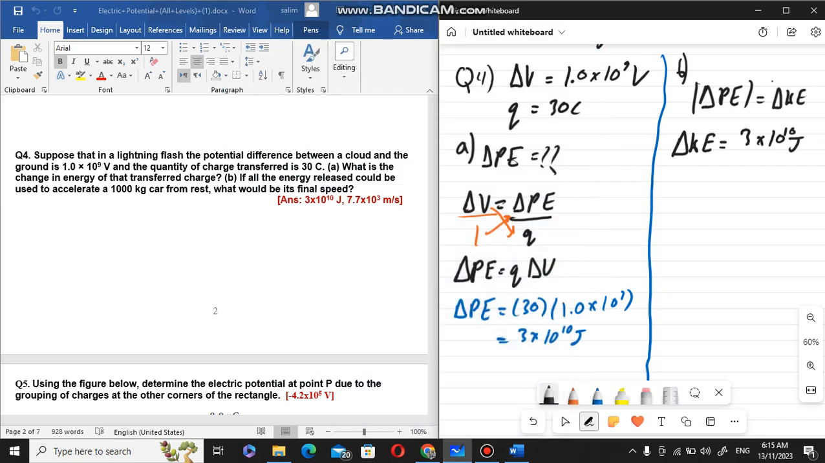Okay, so we said that delta PE as a magnitude is equal to delta KE. And we know that delta KE has the following equation, which is a change in kinetic energy. It is half times mass times final velocity squared minus initial velocity, all of it squared. They mentioned that it starts from rest, so V initial is equal to 0, and they want us to find V final. So we do the following.